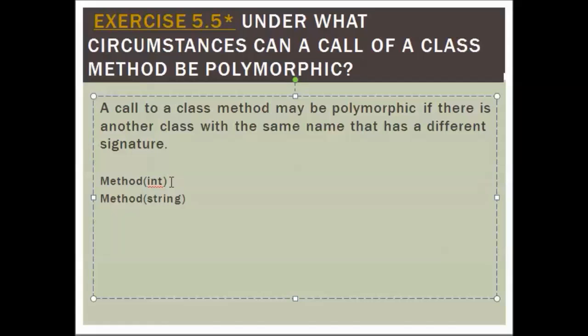That means that a method's polymorphic if it has two different signatures. In this case, say this method produces an int and this method produces a string. They can be said to be polymorphic. A call to a class method may be polymorphic if there is another class with the same name that has a different signature.